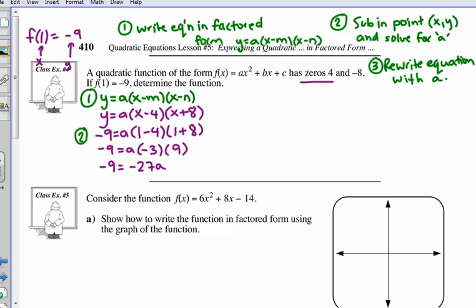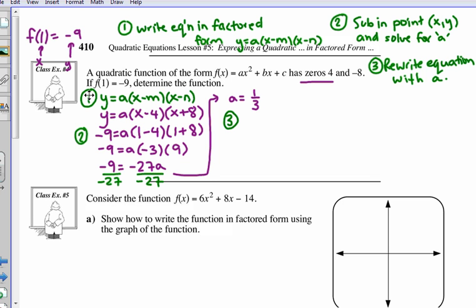And our last step is to divide both sides by negative 27. We should always answer in fraction form, and we should reduce this. Remember, two negatives equal a positive, so our a value is positive, and 9 over 27, well, 9 will go into 27 three times, so it's positive 1/3. Now we have our a value. The third step is to rewrite the equation with a.